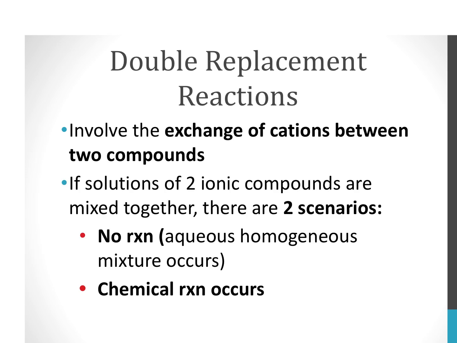Okay, today we're going to learn about our fourth type of reaction. They're called double replacement reactions. It involves the exchange of two cations between two different compounds. So one compound, a second compound, the cations are going to switch spots.